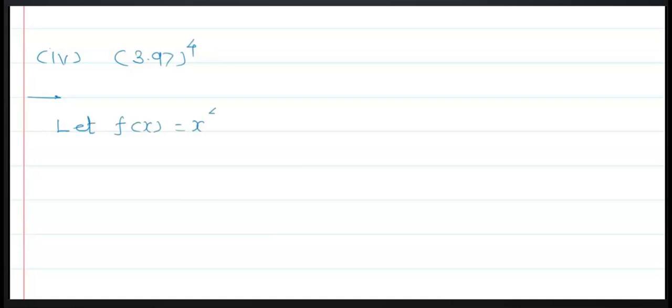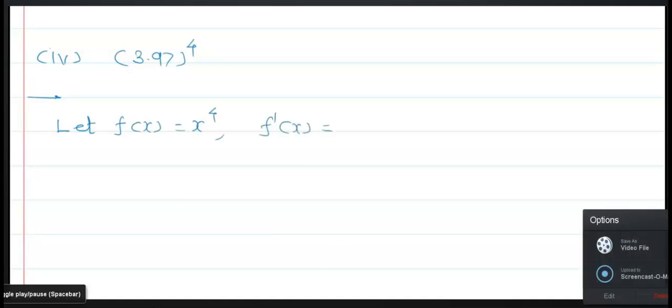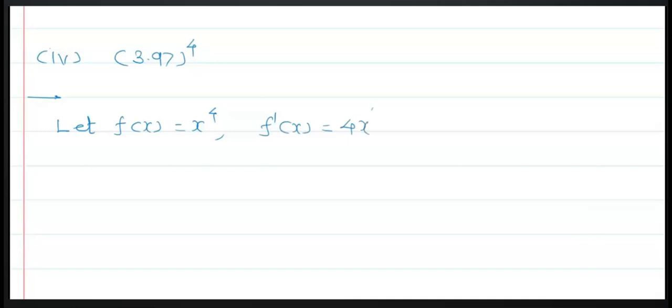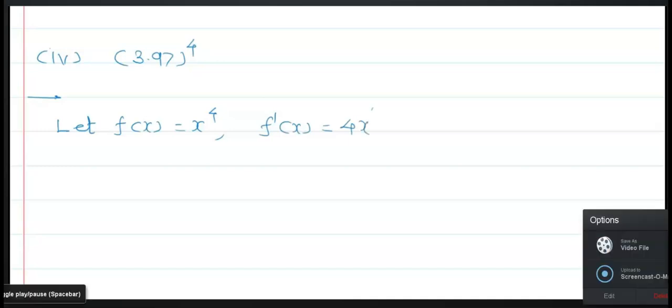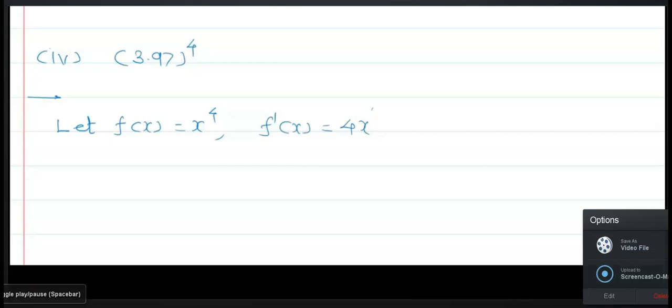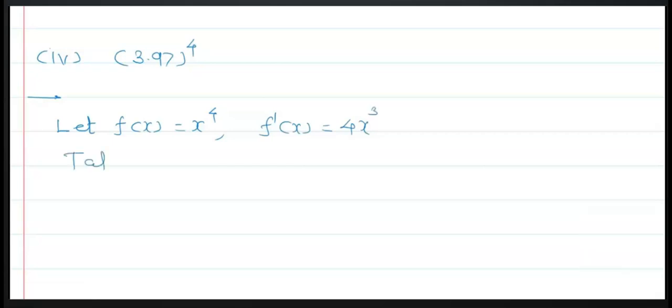Now the next is 3.97 raised to 4. Here the function f of x is equal to x raised to 4. Its derivative, f dash of x, is equal to 4x cubed. Now here we'll take the value of a as 4 and h as minus 0.03.